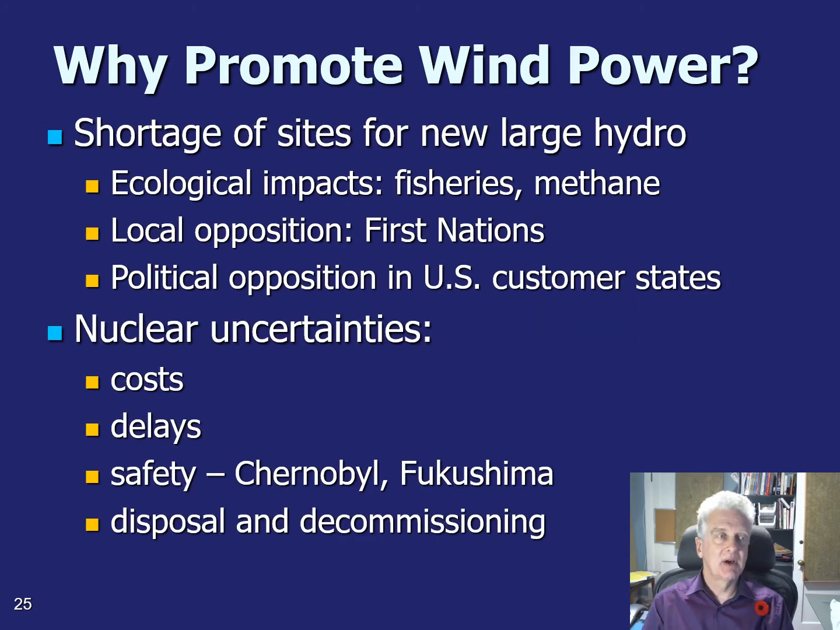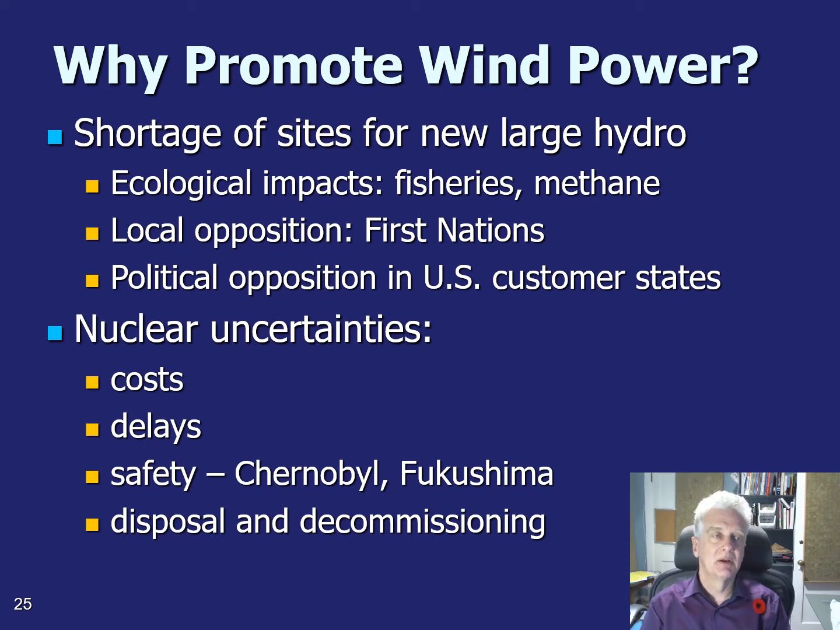So another factor in wind's favor is that all the other low carbon sources are facing some headwinds. There's a shortage of sites for new large hydro across the world, really, and North America certainly. Hydro has significant ecological impacts. The migratory fish that come and spawn upstream have a tough time with really large hydro dams. You can build fish ladders, but how do you do a fish ladder around a site like Churchill Falls?